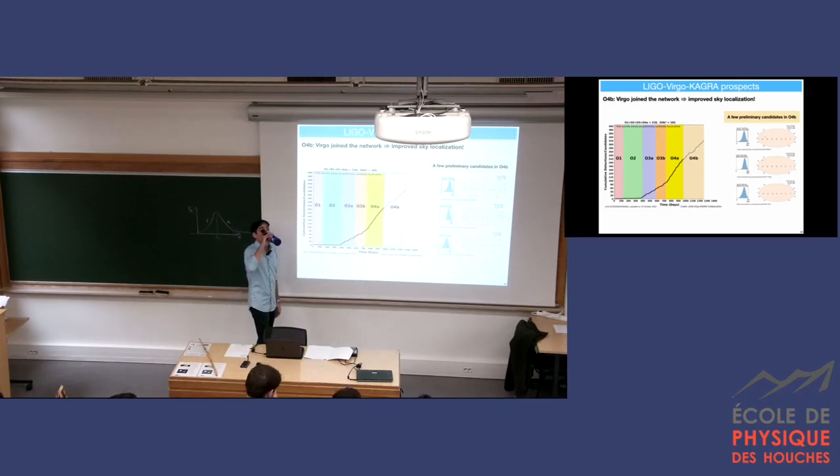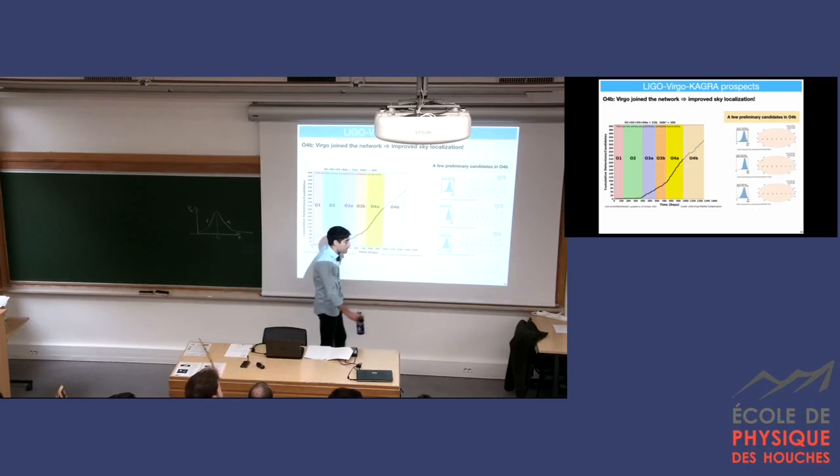How many of? Because I know, at least I think I heard, that Virgo's sensitivity currently is still very low compared to the other two detectors. In the next observing runs, do we expect the rate of events like this to improve? If I understand your question correctly, I think yes.